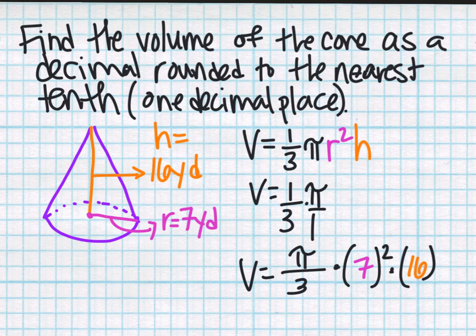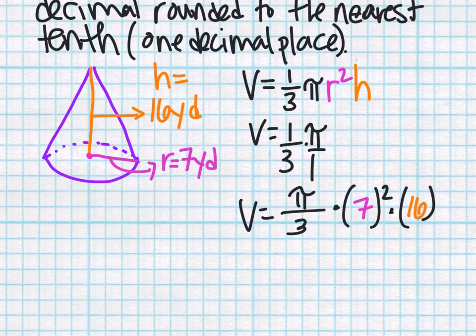So what I'm going to do first is grab my calculator and do 7 times 7 times 16. What I get when I do that is 784. So I've got volume is equal to pi over 3 times 784. I can do that over 1 if I want.